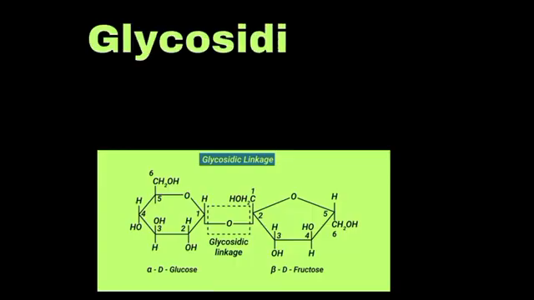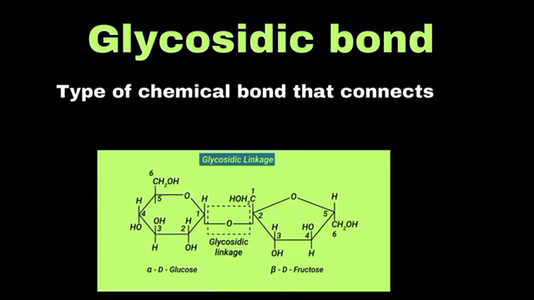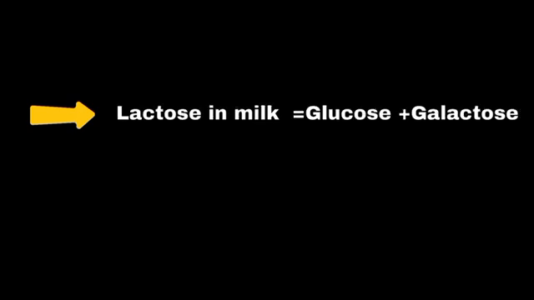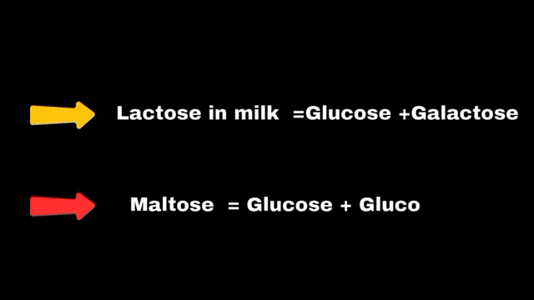Actually, a glycosidic bond is a type of chemical bond that connects two sugar molecules or a sugar to another molecule. Similarly, lactose in milk is formed when glucose and galactose combine, while maltose is formed when two glucose molecules join together. Now let's understand polysaccharides.